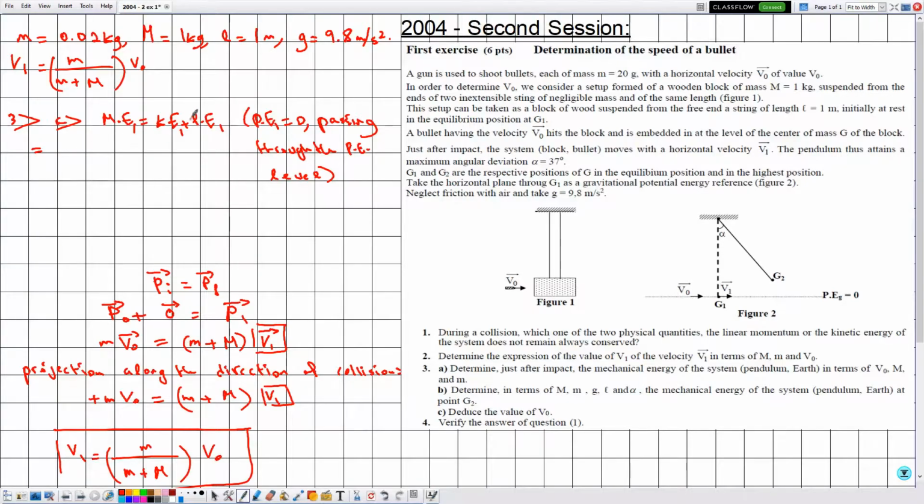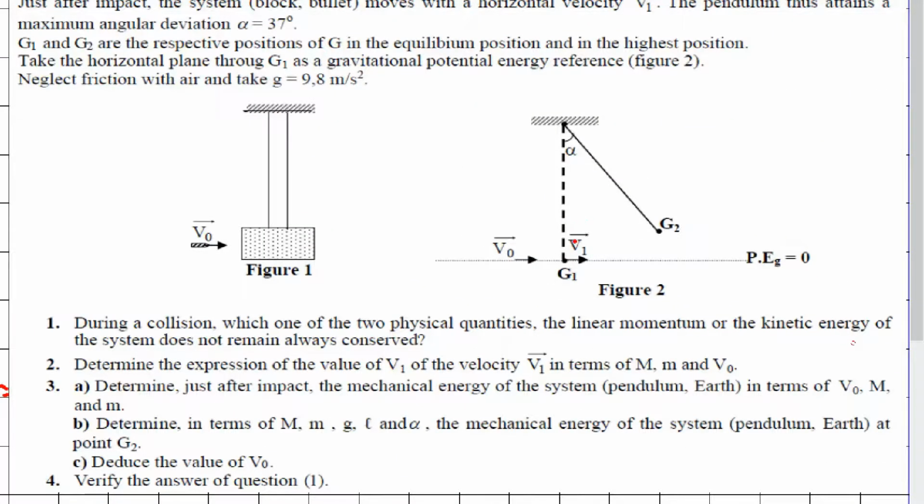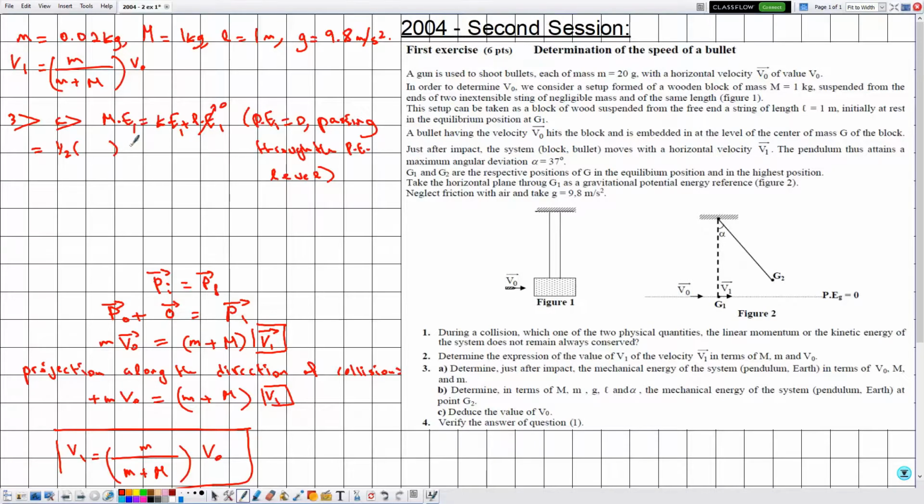So this is 0. Now what about the kinetic energy? It is quadratic in speed, and just after the impact, the speed of the system is given by v1, so this is v1 squared. Now what about the mass? Recall, it's not small m or capital M, but rather the sum of the masses, because it consists of two parts, the bullet and the block. So this is indeed the expression of the mechanical energy in terms of v0, m and M.